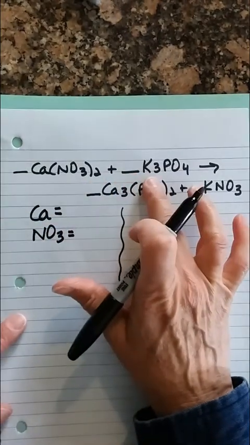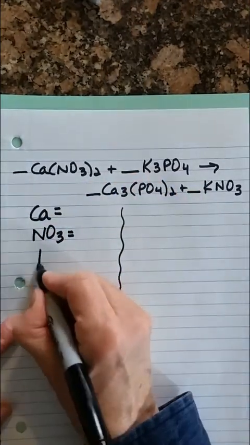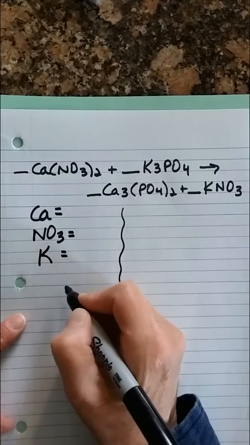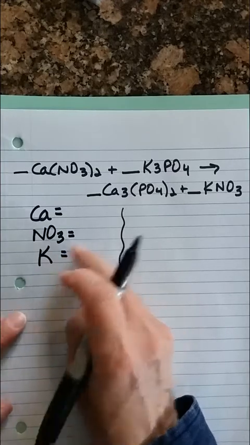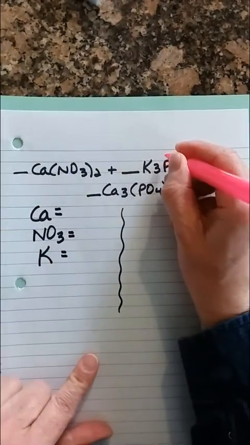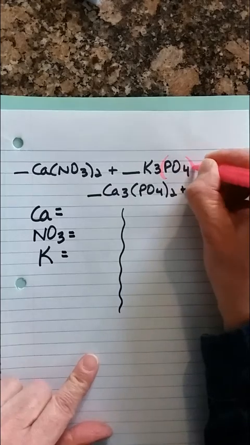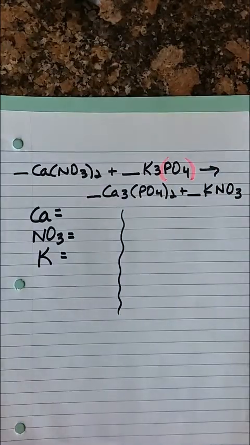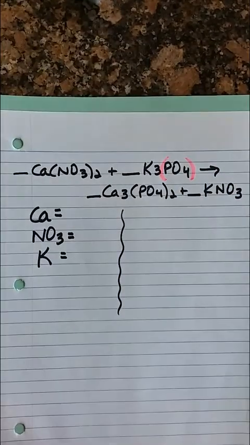Then I'm going to go over here. I have K. Now it's not K3, it's K because that's the formula for K. The 3 just tells me how many I have. Then after the K, I have a capital P, capital O. I'm hoping that you're starting to recognize that these are polyatomic ions because I only gave you 6 and I'm only going to use the same 6.